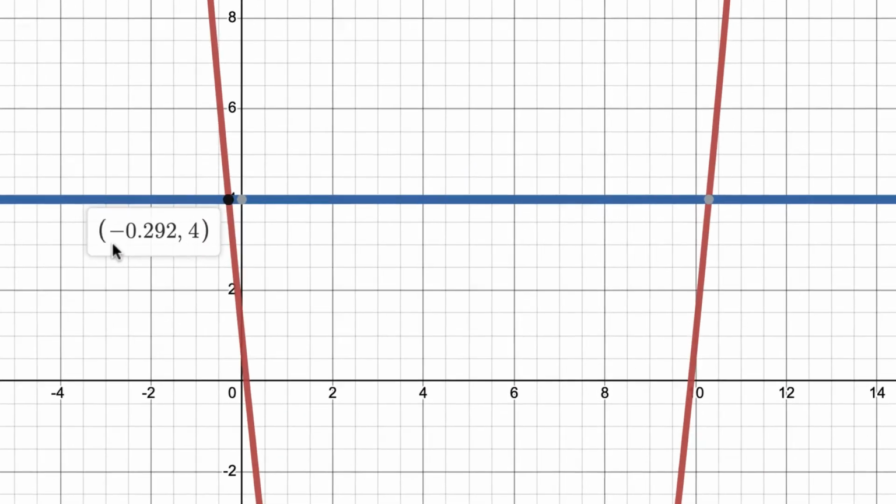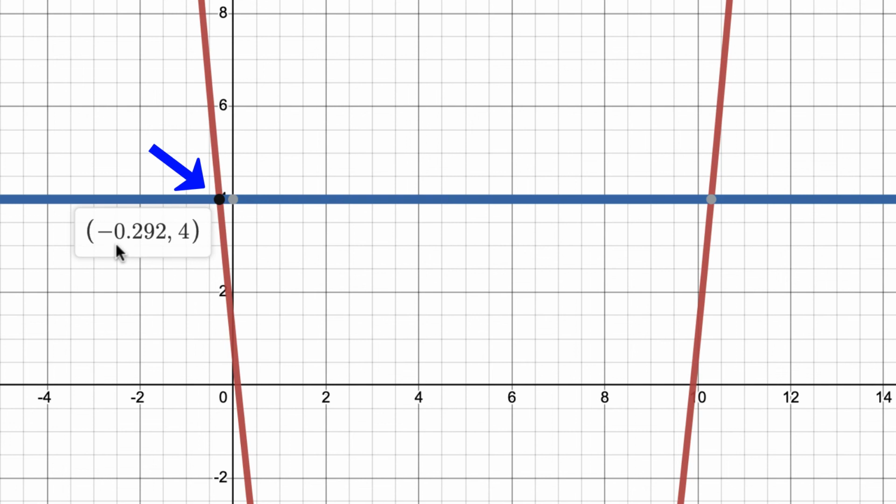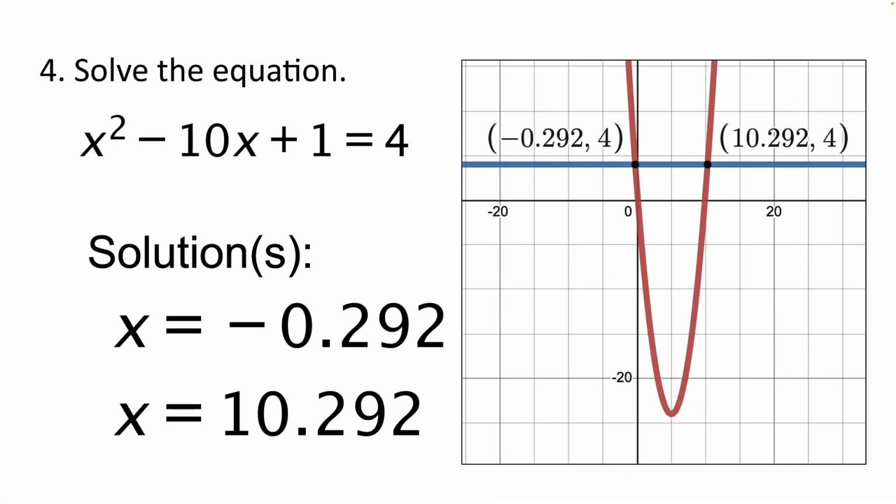Our first intersection point is the point negative 0.292, 4, and our second intersection point is 10.292, 4. The x-coordinates are the solutions to our equation. To summarize, we found that these two functions intersect at two different points, which tells us that the solutions to the equation are x equals negative 0.292 and x equals 10.292.